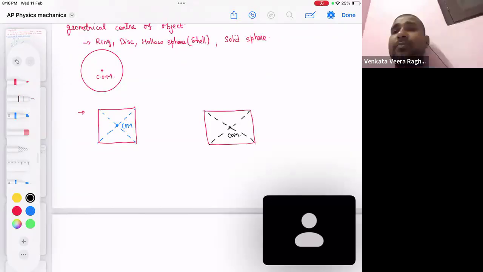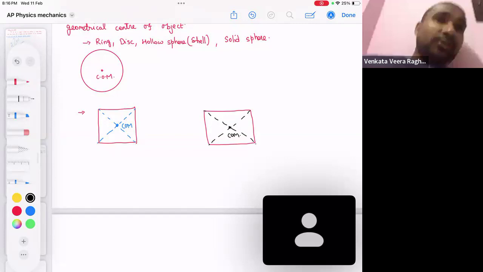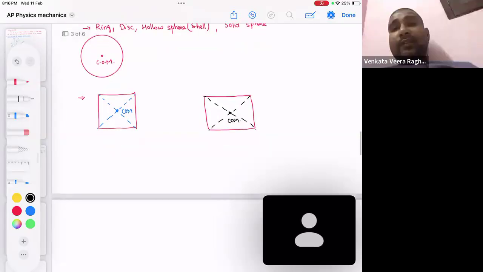So please keep in mind, if an object has uniform distribution of mass, the condition is what? The mass distribution should be uniform. So if a body has uniformly distributed mass, the center of mass is at the geometrical center of the body. So for the ring, disc, hollow sphere, these are the places where the center of mass will come. Is that clear?